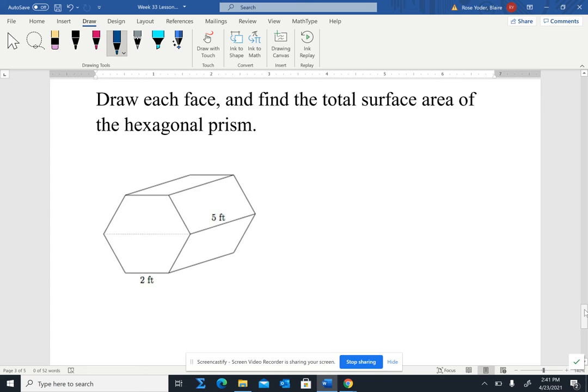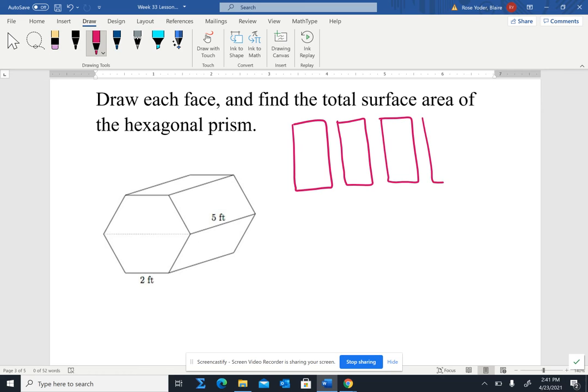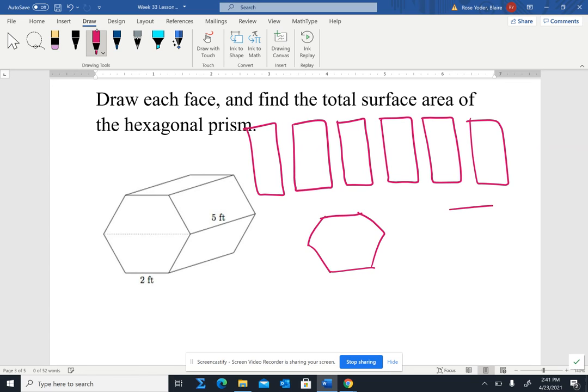So how many rectangles are there? That would be an important thing to think about. Well, they're attached to the hexagon. So there are 6 of them. So I'm going to draw 6 rectangles. Sometimes people don't draw all 6. Sometimes they just do 1 and realize that they need to multiply it by 6. And then there are 2 hexagons. Do the best you can. Doesn't have to be perfect.